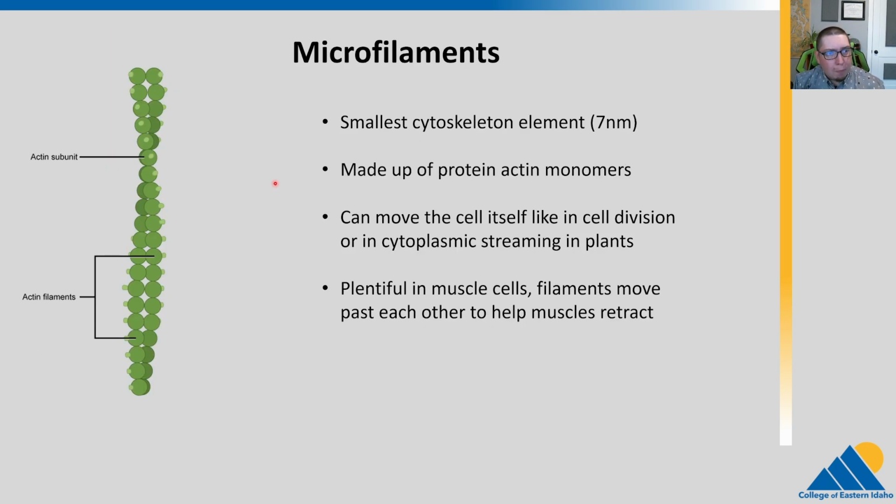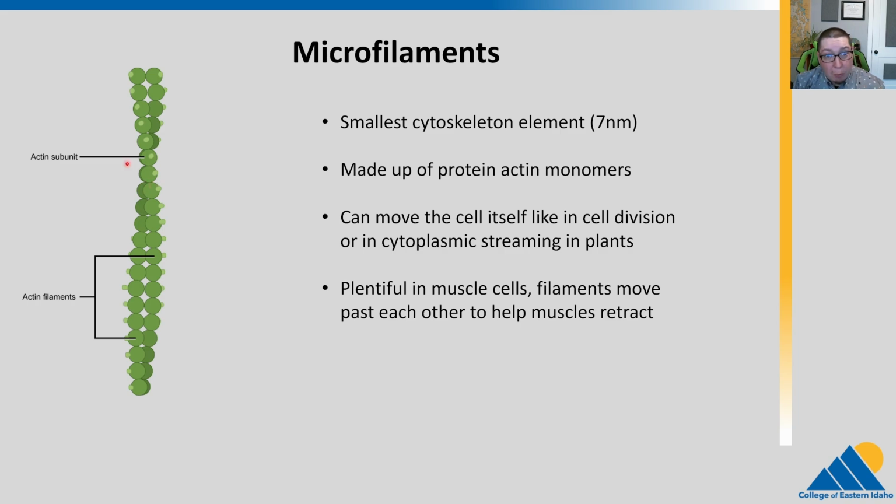So let's start at the bottom. You don't need to know the actual size, but you do need to know that these are the smallest. Microfilaments are the smallest cytoskeleton element. They are around 7 nanometers. They're made up of this protein called actin. They're a bunch of monomers that get stuck together to form these polymer filaments here. And you can see these different actin monomers coming together to build a filament here.